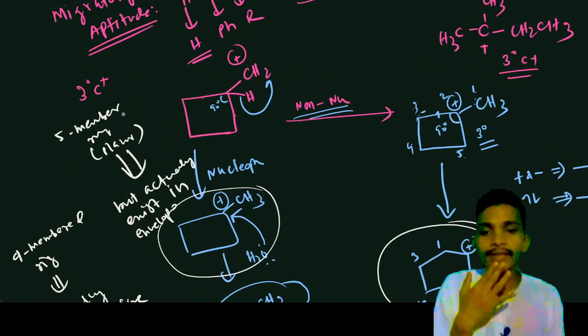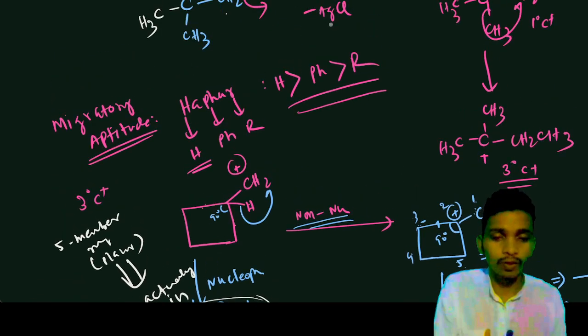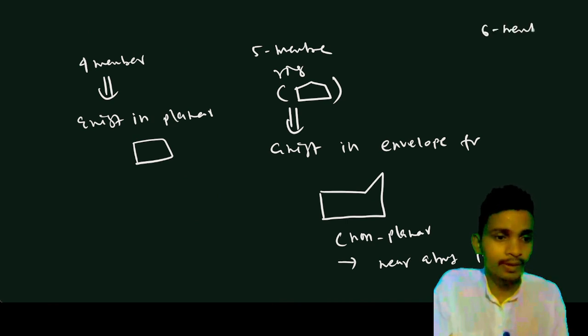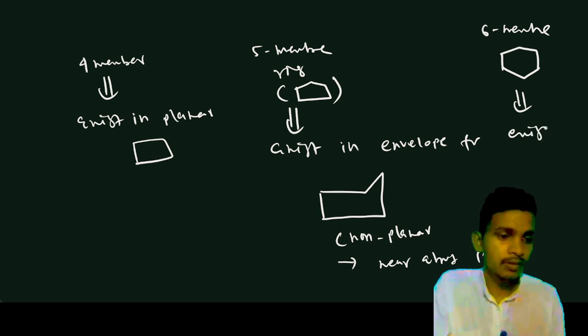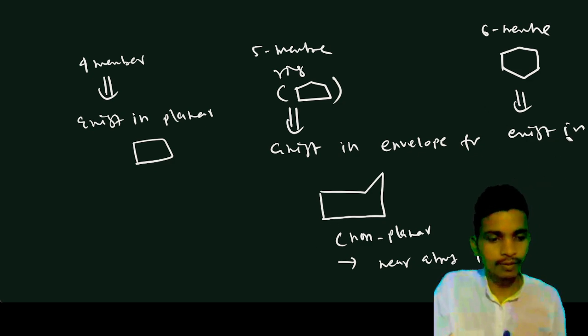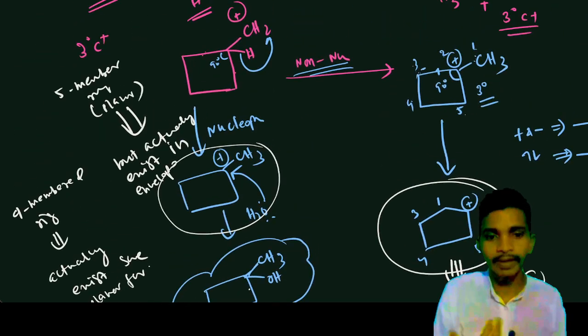So whenever this is a 3-degree carbocation, and if it is a 4-member ring, then it does the rearrangement, because here the medium is non-nucleophilic. Okay, so the maximum rearrangement will happen. Similarly, if we have a 6-member ring, then we know that the 6-member ring, this cyclohexane, actually exists in the chair form. Okay, this is also non-planar. This is planar, what we see, but actually it is non-planar, and that is in the chair form.